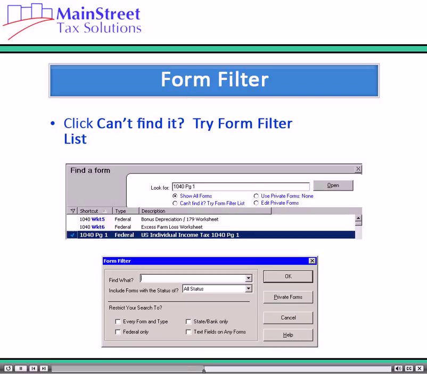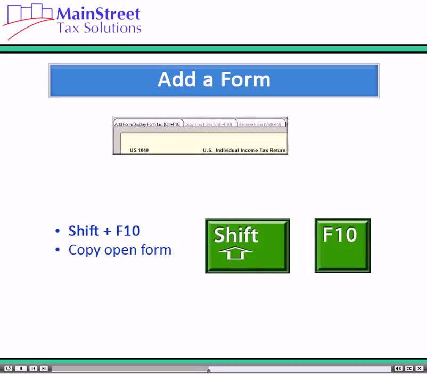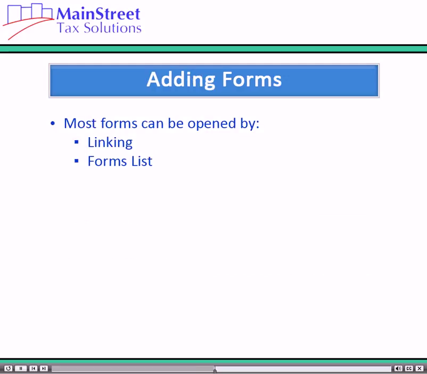If you can't find the form you need, click Can't Find It, Try Form Filter List, and search for the form. See the software help for more information on using this feature. Another way to add a form is by pressing the Shift F10 key combination to create a new blank copy of the currently open form. This can only be done from forms that allow more than one copy. Most tax forms can be opened either by linking or selecting the form directly from the form list.